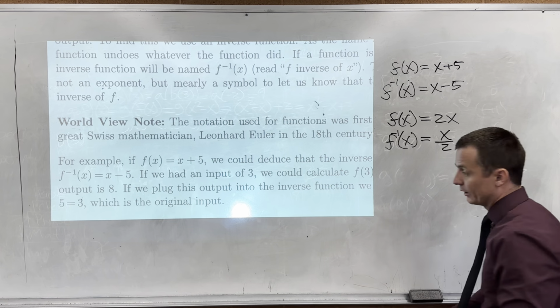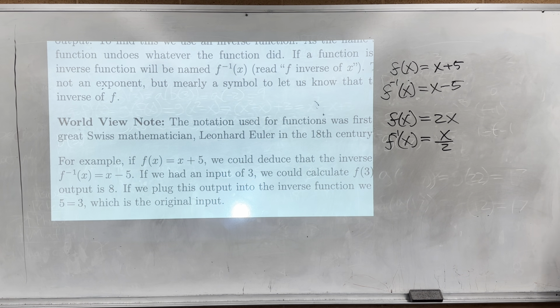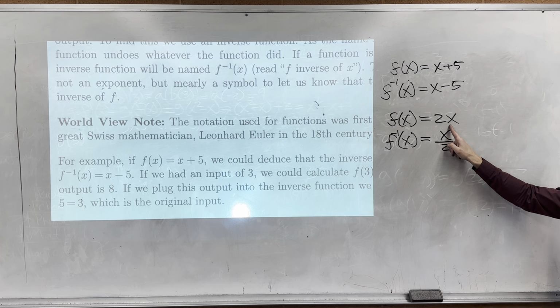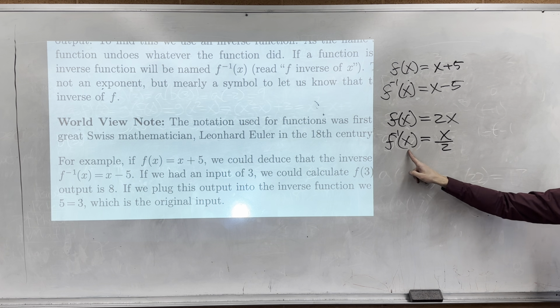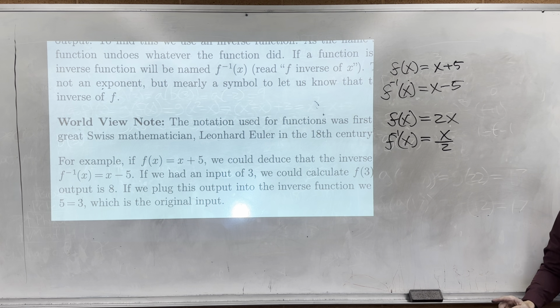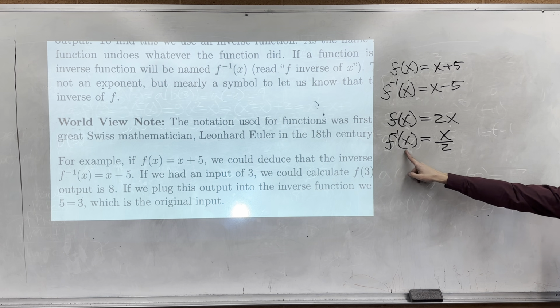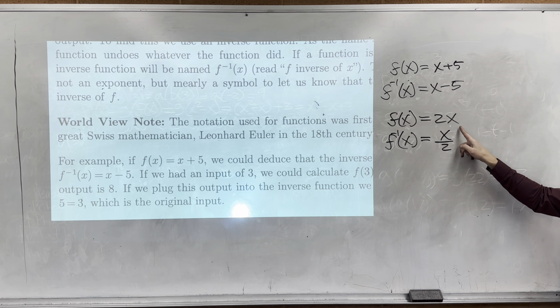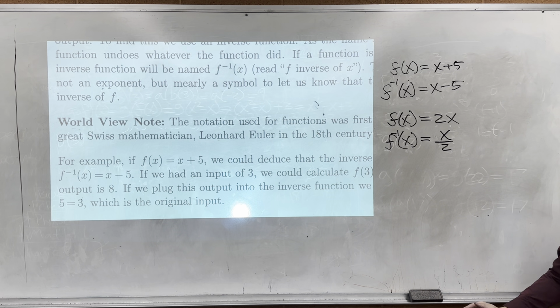Let's see. Pick a number. 6. Run it through this function. What's f of 6? 12. What's f inverse of 12? 6. You get back where you started if you run through both these functions. Let's go the other way. Run 6 through here first. 3. Plug 3 into here. Back to where you started. So they are inverses of each other. Now we're going to teach you how to calculate inverses in general.